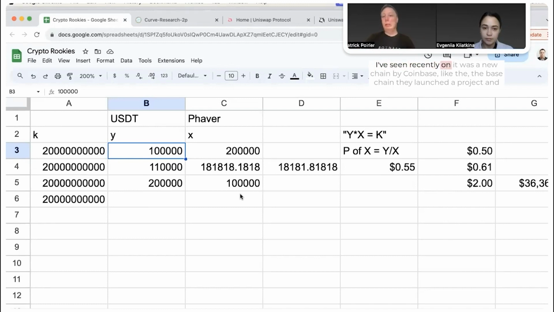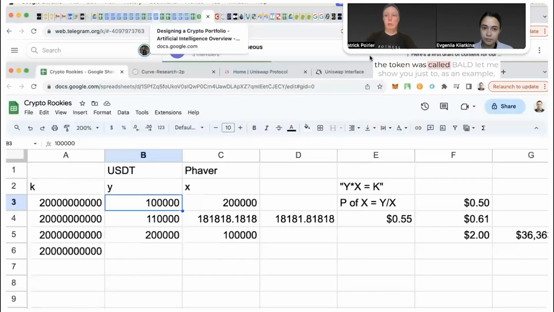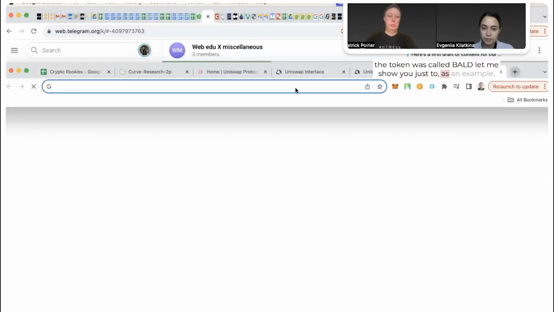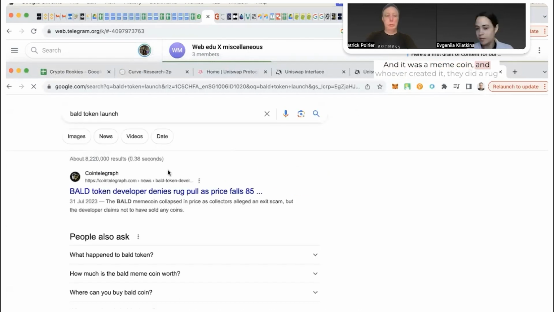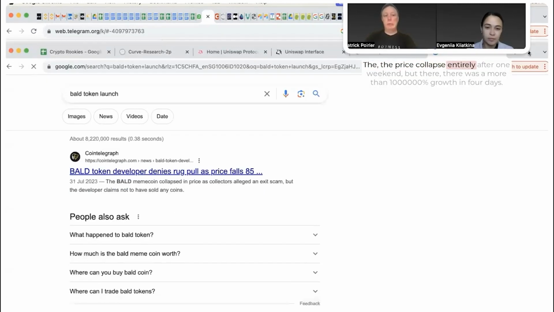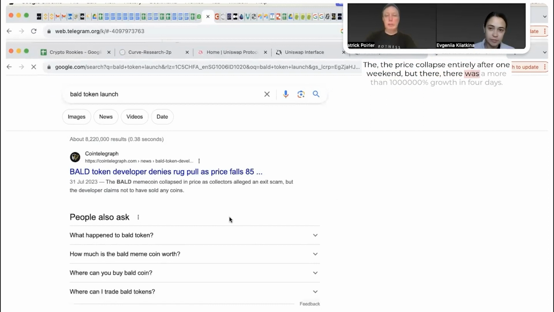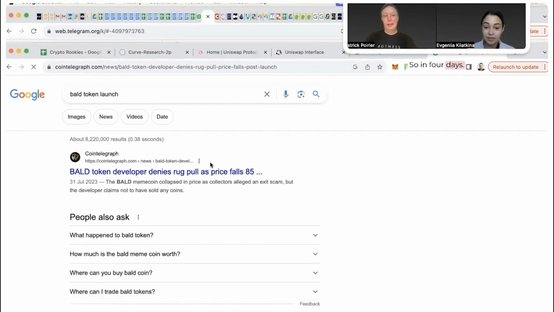I've seen recently a new chain by Coinbase, the Base chain. They launched a project, and the token was called Bald. Let me show you just as an example. It only lasted one weekend, and it was a meme coin. And whoever created it, they did a rug pull, but now they are claiming that they denied this. The price collapsed entirely after one weekend. But there was more than 1 million % growth in 4 days. So in 4 days. Yeah, but that's the thing.